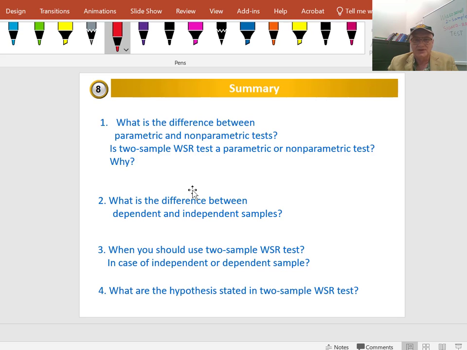Second question: what is the difference between dependent and independent samples? For dependent samples, we are looking at the situation before and after. Independent samples are completely independent of each other. Third question: when should you use the two-sample Wilcoxon signed rank test, in the case of independent or dependent samples? The answer is dependent samples, two dependent samples. And finally, what are the hypotheses? Here, the hypotheses are that the medians are equal.